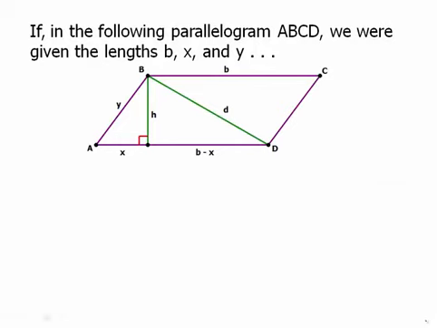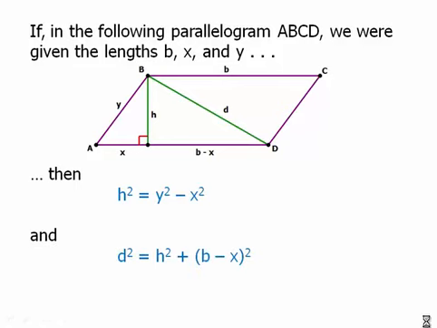in disguise. For example, suppose in the following parallelogram we are given the lengths b, y, and x. Well, certainly, from y and x, we could find h. That would allow us to find the area. And then, of course, once we had h, we could calculate b minus x. If we knew b and x, we could calculate b minus x. And then we could use that to find the length of d. So we could find the area, we could find the altitude, and we could find the length of the diagonal.